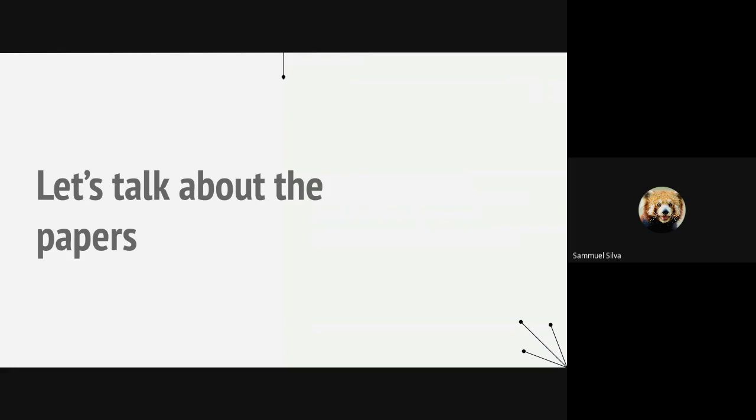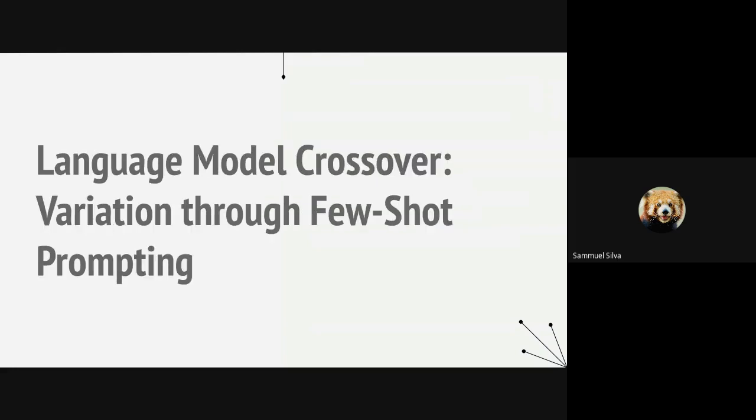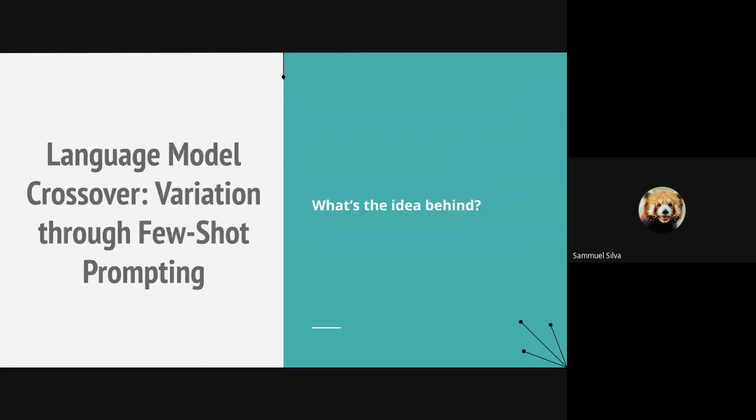The first paper is Language Model Crossover: Variation through Few-Shot Prompting. We are not going too deep into the papers. The results and things like that are not the main focus, because the main focus here is the idea behind it. So what's the idea behind the paper?